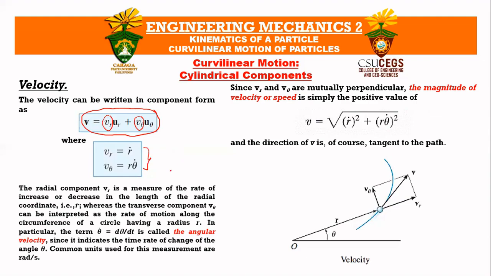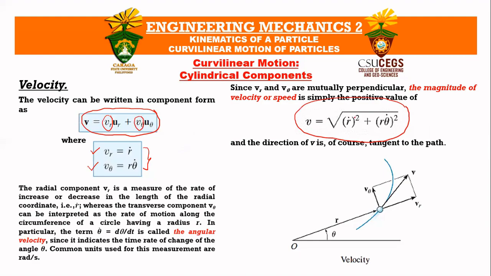In particular, the term theta dot, which is the derivative of the transverse coordinate, or the angle theta, with respect to t, is called the angular velocity, since it indicates the time rate of change of the angle theta. Common units used for this measurement are radians per second. Since vr and v theta are mutually perpendicular, the magnitude of velocity, or speed, is simply the positive value using the Pythagorean theorem.